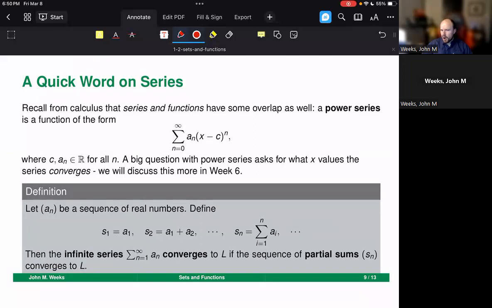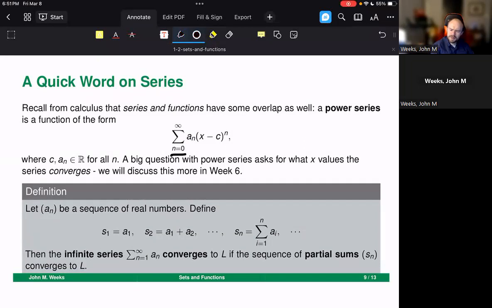We can recall from calculus that series and functions have a little bit of overlap, which is that there's a notion of a power series. A power series is a function of the form, well, you get a sum going from some index, and this series is infinite, so it's summing infinitely many terms, or taking a look at a limit of a sequence of partial sums for this series.